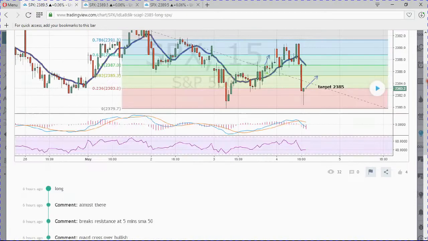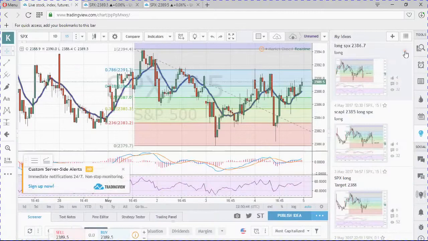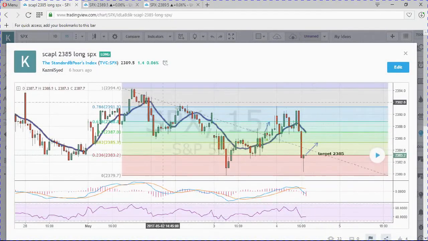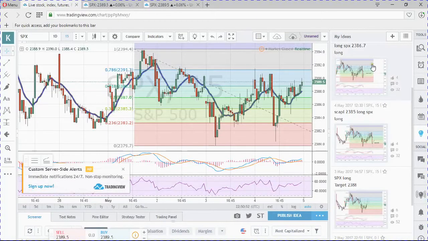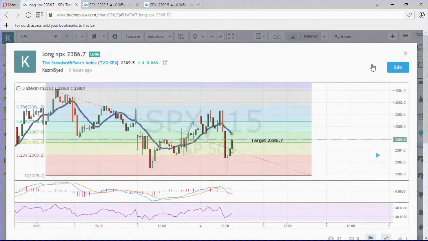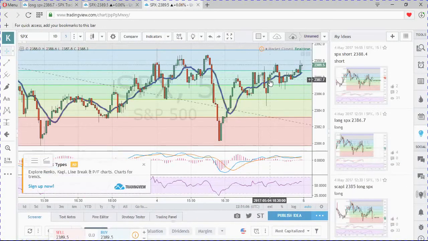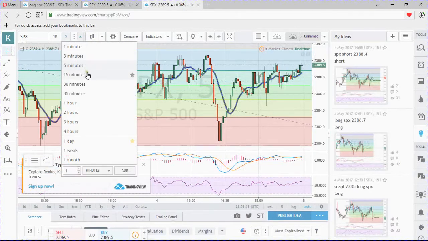Okay, so after that we had the other trade, scalp number two, which was also a long position. I wanted it to hit SMA 50, and the target was 23.86, and I did explain that already in here, that it went and hit the SMA 50 on the 15-minute chart.